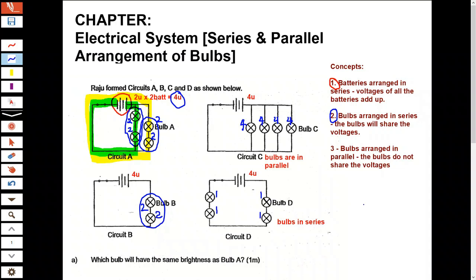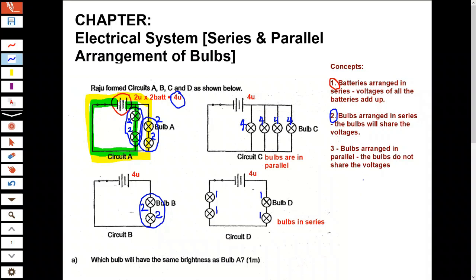Let me repeat. Number 1, identify the amount of voltages flowing through the circuit by looking at the number of batteries and how they are arranged. Number 2, you need to identify how the bulbs are arranged and whether they share or they don't share the amount of electric current flowing through that circuit. Okay, now once you have all these number of units written down for each bulb, now it's time to apply all this and answer the questions below.